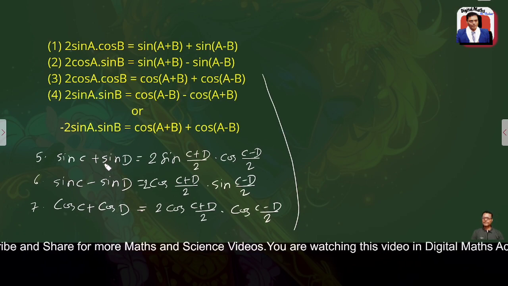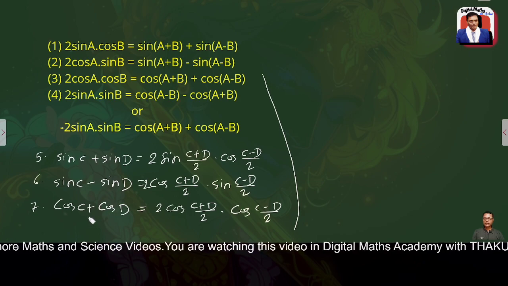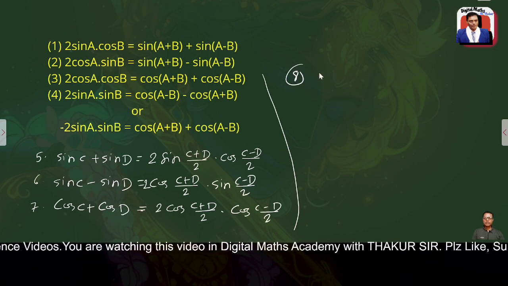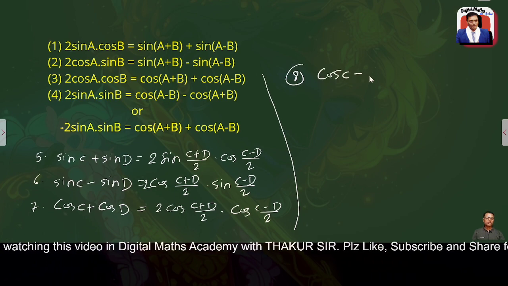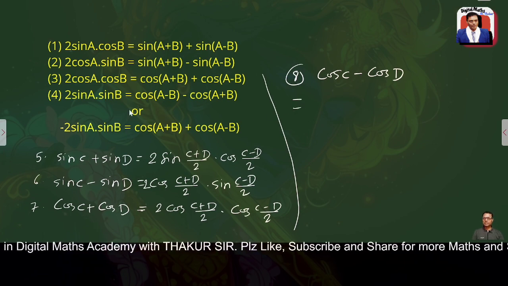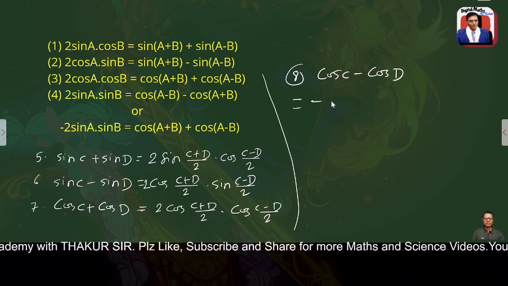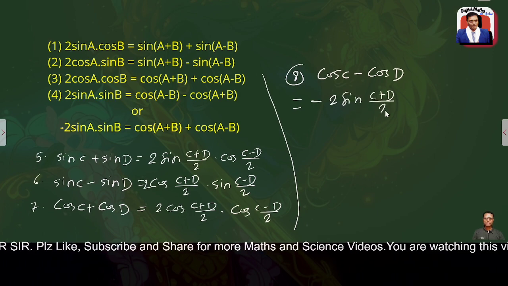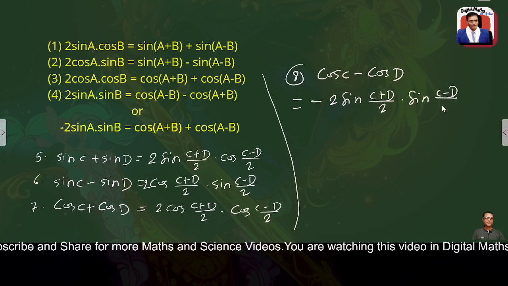So we have the formulae of sin C plus sin D, sin C minus sin D, cos C plus cos D, and we can write that cos C minus cos D also, right? So cos C minus cos D, we can see here cos C minus cos D. If we write, then we will have at the right hand side minus 2 sin C plus D by 2 dot sin C minus D by 2, right?